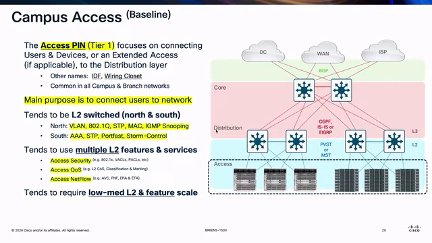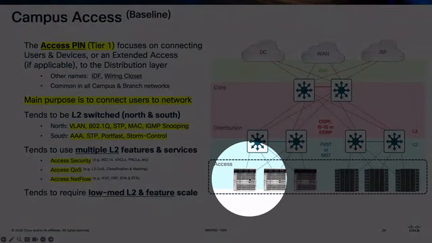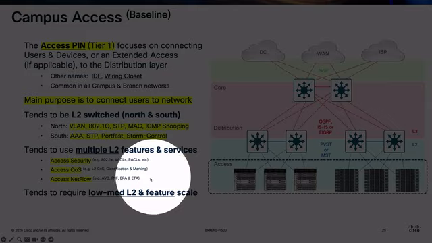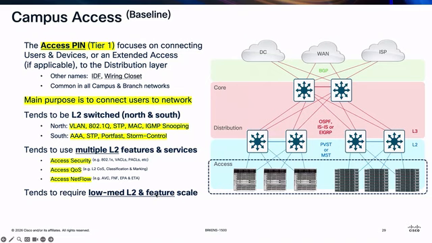More importantly, what it means for your selection of a box is that the box that you will choose to be your access layer switch will have to support low or medium layer 2 scale, followed by the feature scale, which is medium, because not much depends on this layer if you keep it classic.